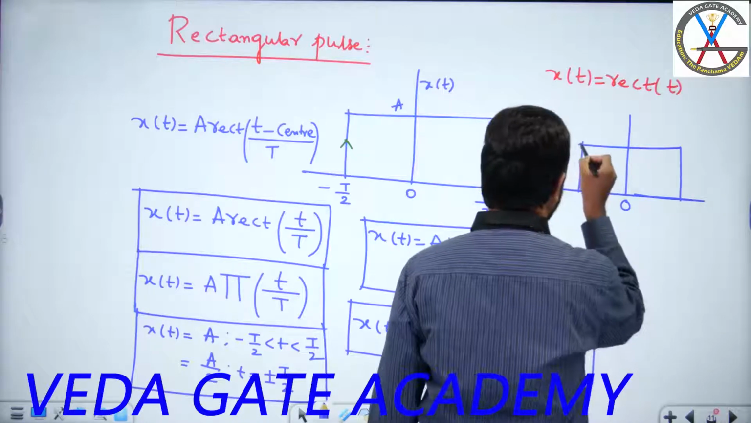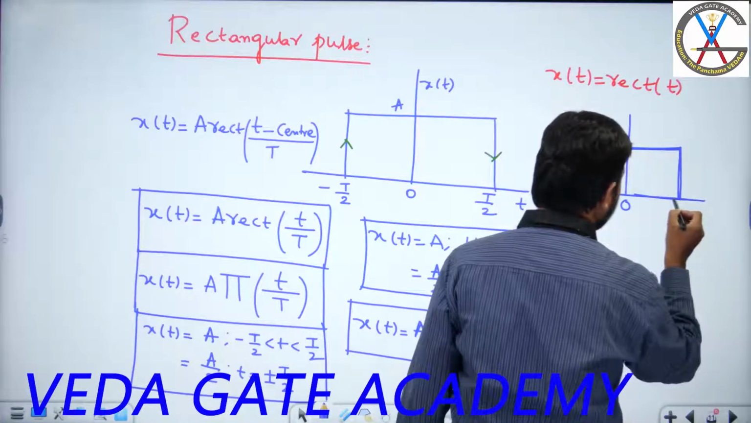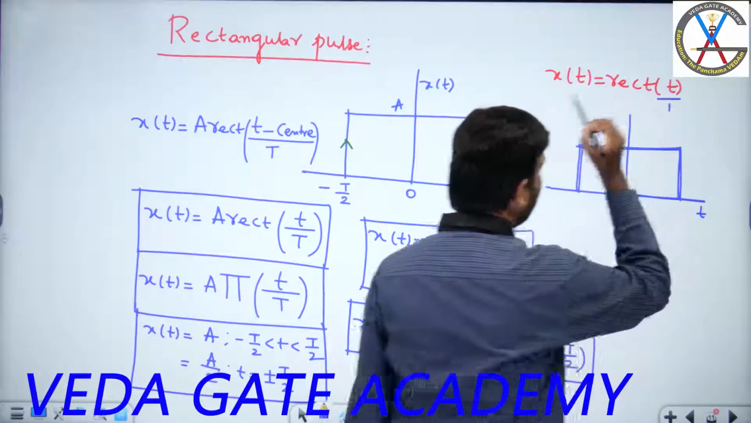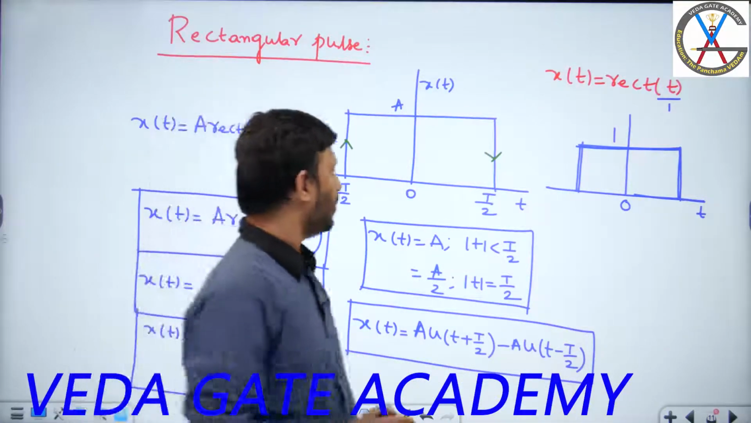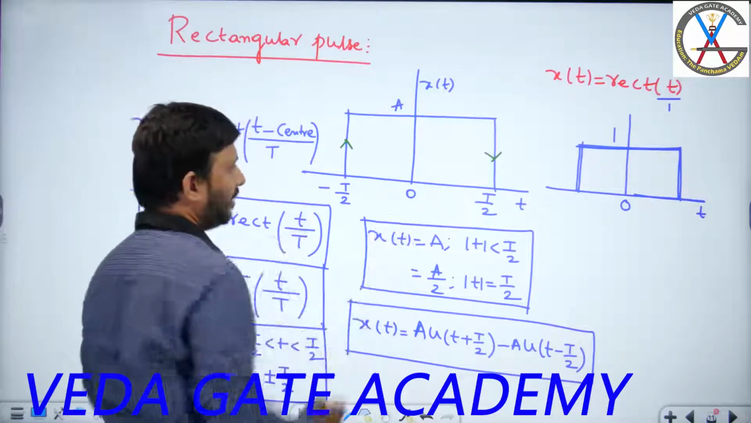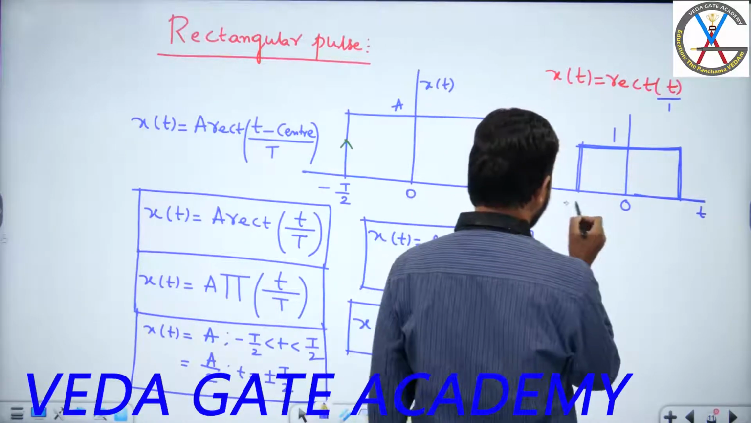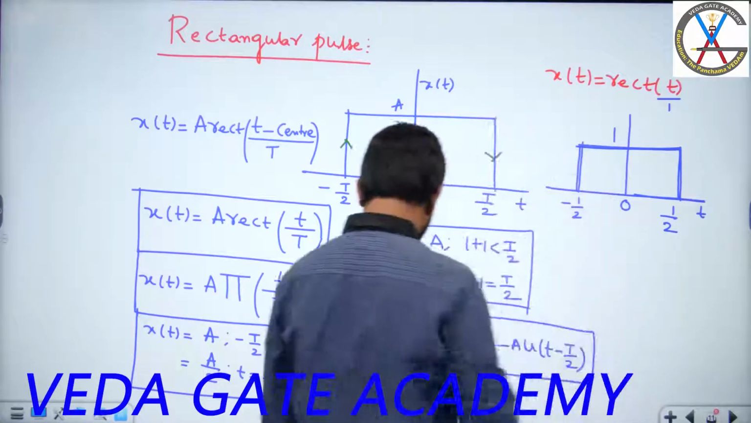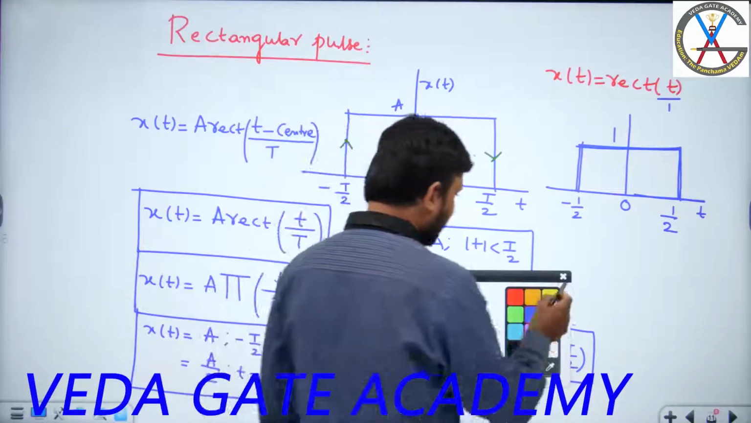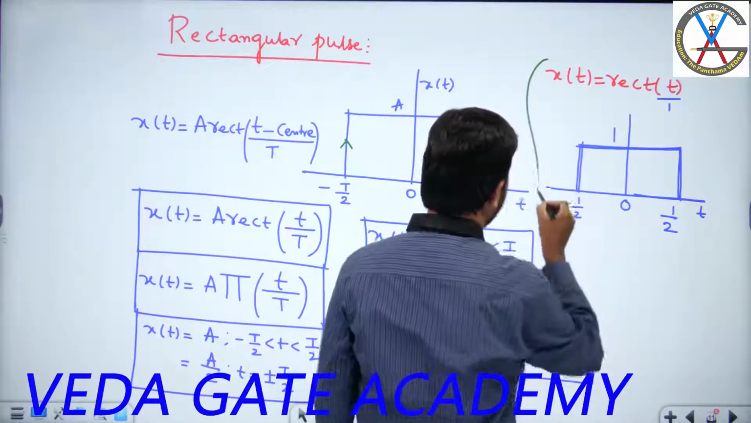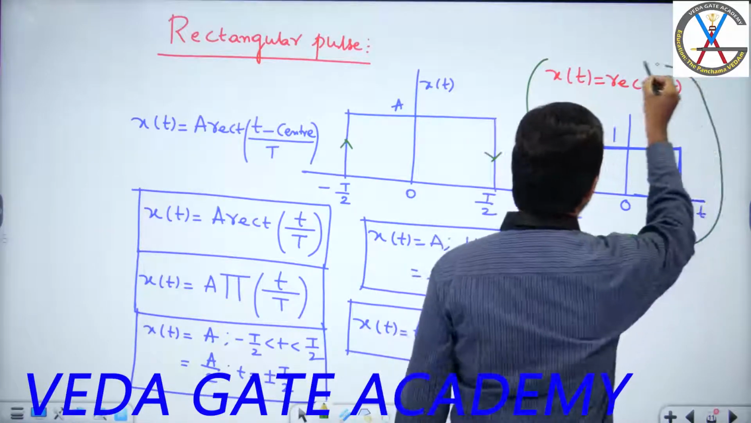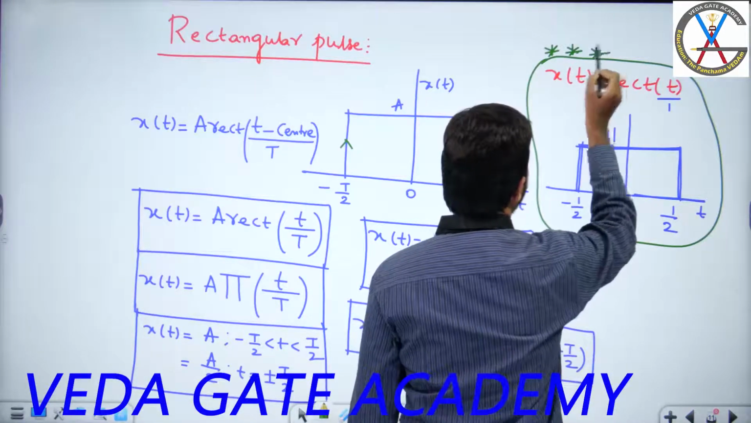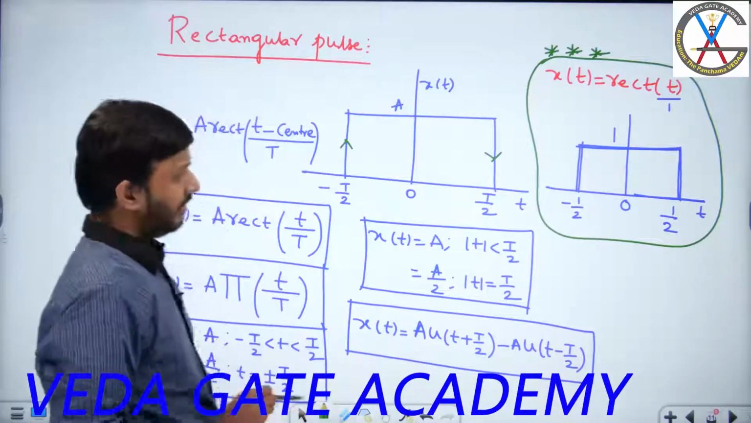Compare with the standard representation. What is the amplitude? 1. Independent variable is t. What is the overall pulse width? 1. 1 means what? Overall pulse width t means minus t by 2 to t by 2. Overall pulse width 1 means minus 1 by 2 to 1 by 2. This is the shape of the signal x of t is equal to rect t. Important. This is important. This signal will come very often in our subject.